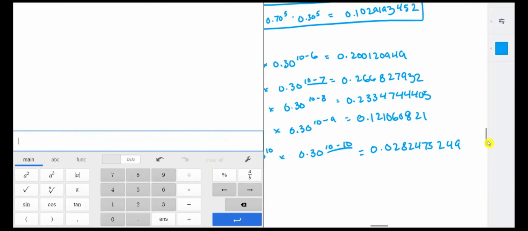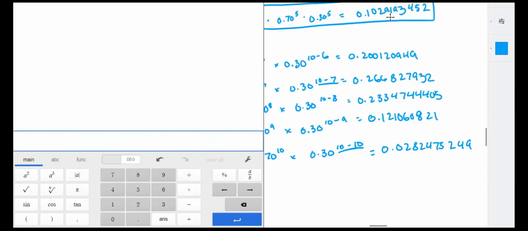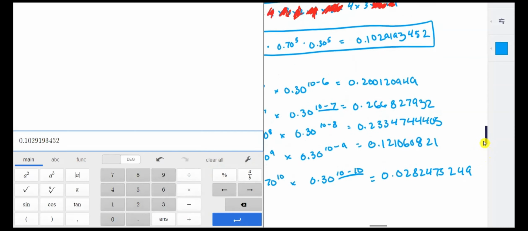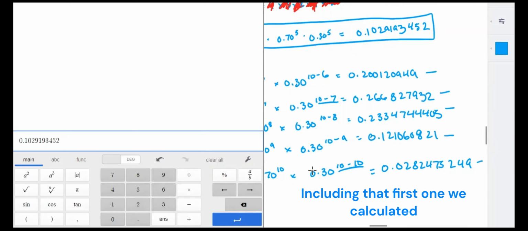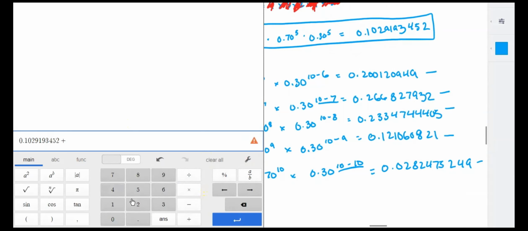Okay, so we have them all. We have that first one we calculated by hand, 0.10291192. That was the first one. And then we said that was a probability of exactly 5, but the problem said at least 5, which meant it could have been 5, 6, 7, 8, 9, or 10. And like I said, or usually means add, so I'm going to add up all of these together. I will speed through that because you know how addition works, and we'll get our final answer in just a minute.